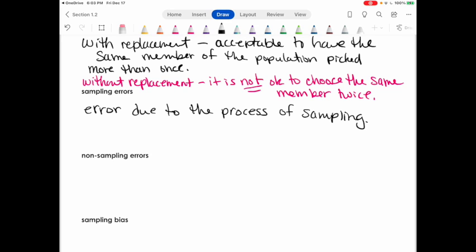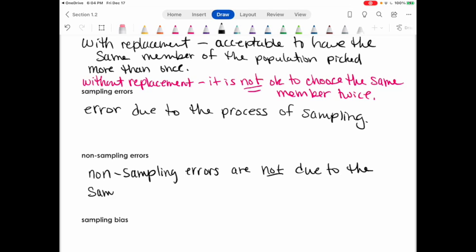Okay, and then the non-sampling errors, those don't occur because of the sampling process. Those are usually things like you counted incorrectly, or the machine that's weighing something isn't working, or you wrote something down in your notebook wrong. Those are things that are non-sampling errors, are not due to the sampling process. And those are typically human or machine errors.